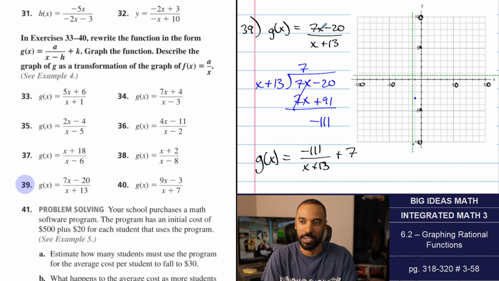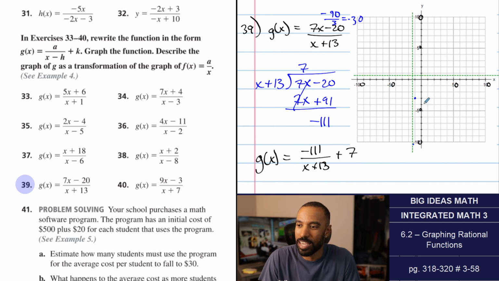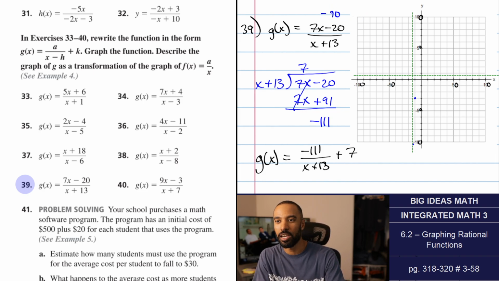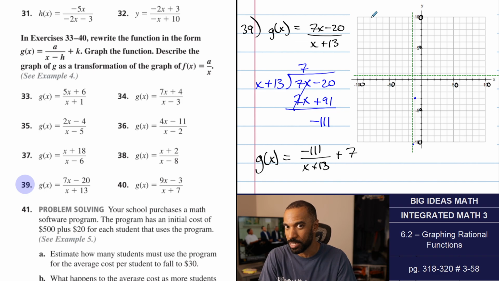Plug in negative 10 into here. We get negative 70 minus 20, which is negative 90, and negative 10 plus 13 is 3. Negative 90 over 3 is negative 30, and look, I got that beautiful number right there. That doesn't happen often. So if I go 3 over to go 37 down, I can go 37 over to go 3 down as well, right?